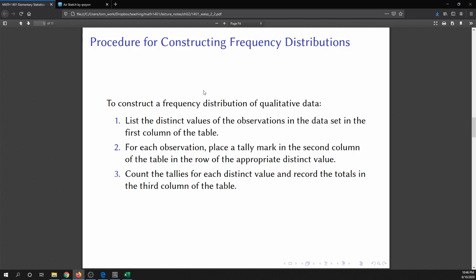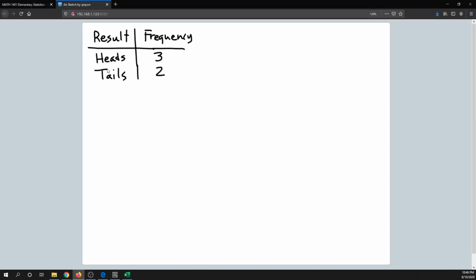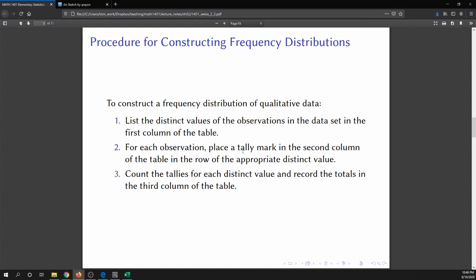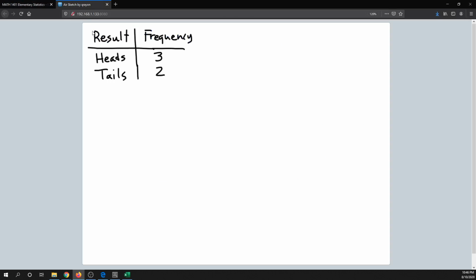To construct a frequency distribution for qualitative data, you list the distinct values of the observations in the data set in the first column. For us in that previous one, it was heads and tails. Then for each observation, place a tally mark in the second column of the table in the row of the appropriate distinct value. In this example, they were already counted up for us, but as you go through the data, you could make little tally marks like this and just count. That's an easy way to keep track as you're going through the table.